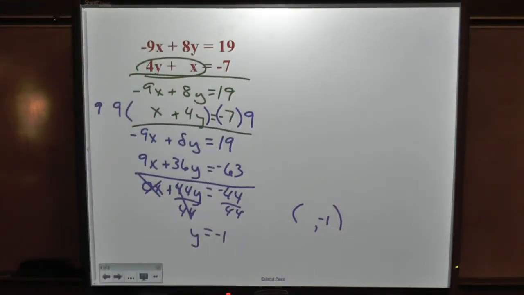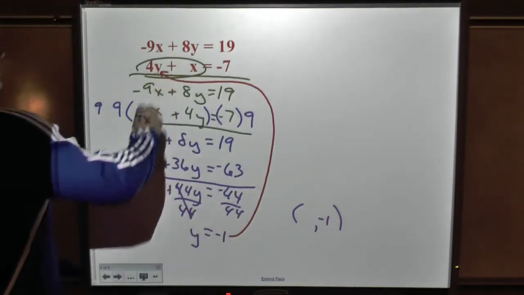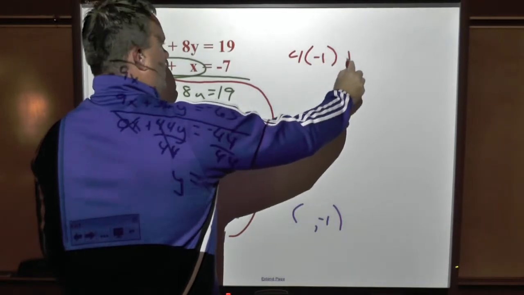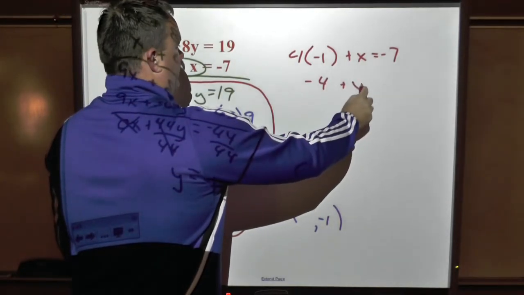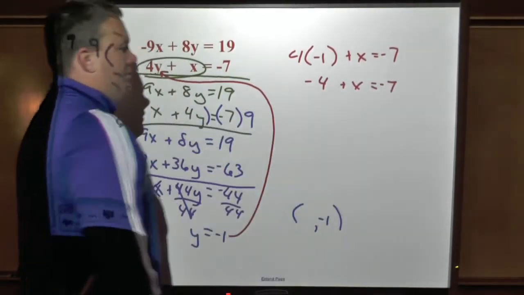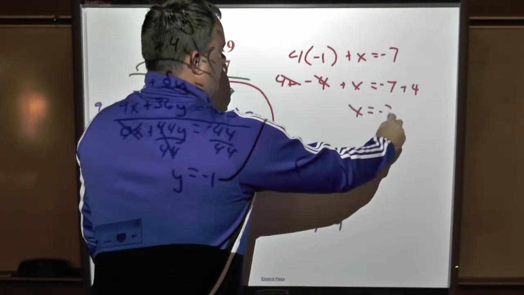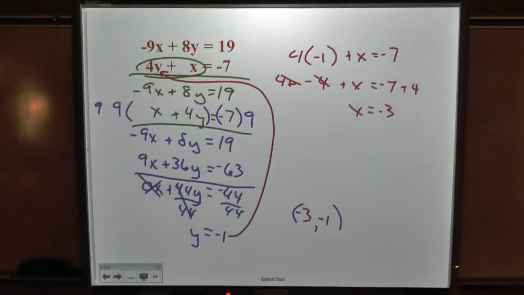Alright, so you now have y. You still need to find x. So what I would choose is one of the two original equations. I would actually substitute it into the second one. So I would write out 4 times negative 1, which is y, plus x equals negative 7. You get negative 4 plus x equals negative 7. Add 4 to both sides. That's 0, so you get x is equal to negative 3. There you go. So now, if you were to graph these two lines, they would intersect at the point (negative 3, negative 1). Alright. Next one.